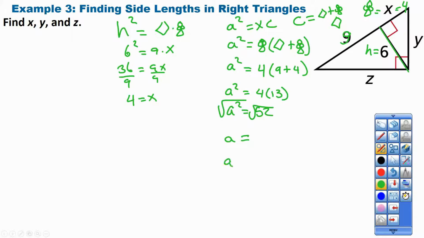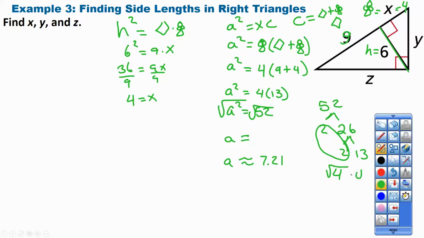And if you plug it into your calculator, you'll get it to be approximately 7.21. But we don't want it to be 7.21. We want it to be exact. So we need to simplify this 52 and bring that down. Divide by 2 gives us 26. Divide by 2 gives us 13. So we combine these and we get the square root of 4 times the square root of 13. So that gives us 2 square root of 13, or approximately 7.21. So that gives us A.